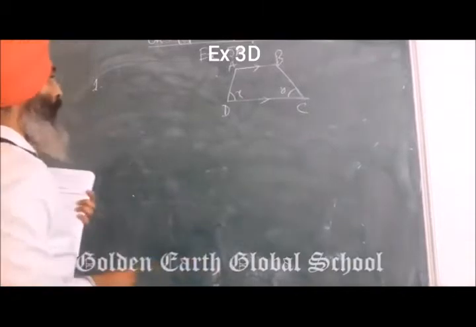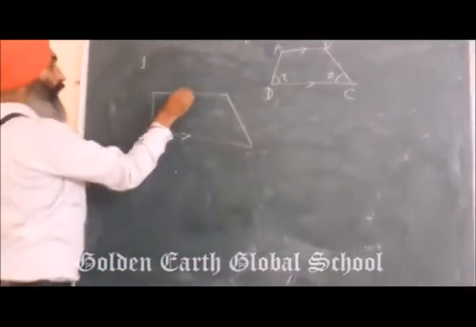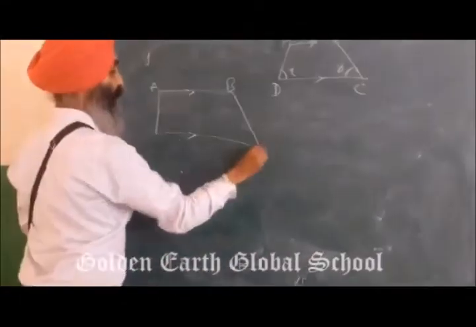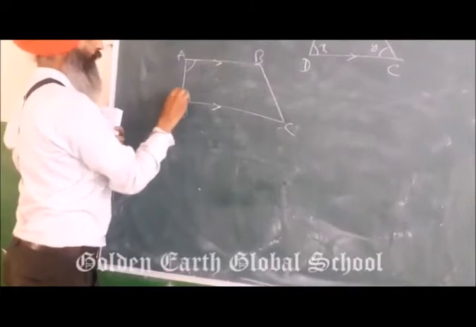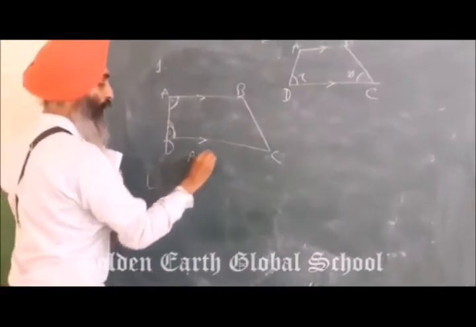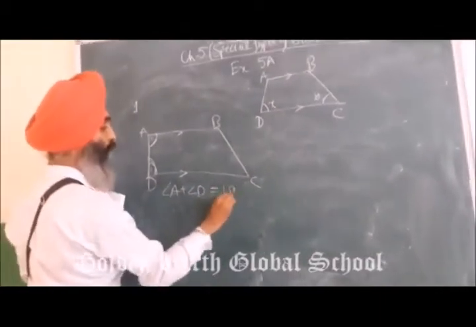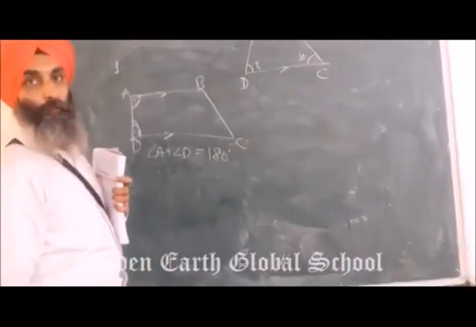ट्रिपीजियम में एक और प्रॉपर्टी होती है, मैं उसे बताना भूल गया, मैं यहाँ एक्सप्लेन कर देता हूँ. If the two lines are parallel, then the sum of their adjacent angles, because these are parallel lines, so A and D का जो total है, that is also equal to 180. This is called the sum of adjacent angles property.